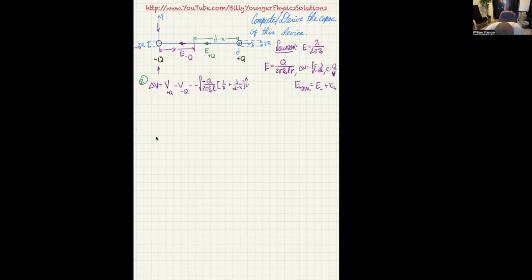So I'm going to write dx i hat, with the actual marker, that'd help. That shows that I'm integrating to the right, which is in fact from the negative Q, which is a low voltage, to the positive Q, which is the high voltage. Since I've done that, now I've got to write my integration limits. I'm going to go from the small coordinate to the large coordinate.